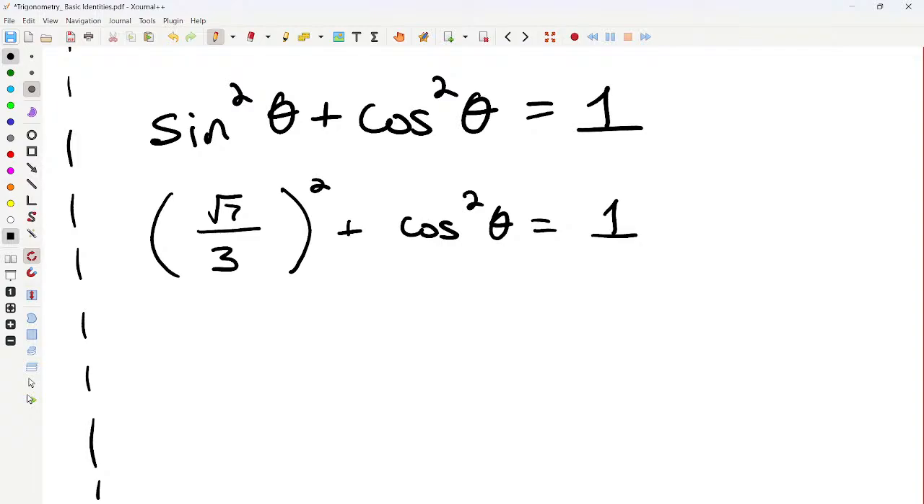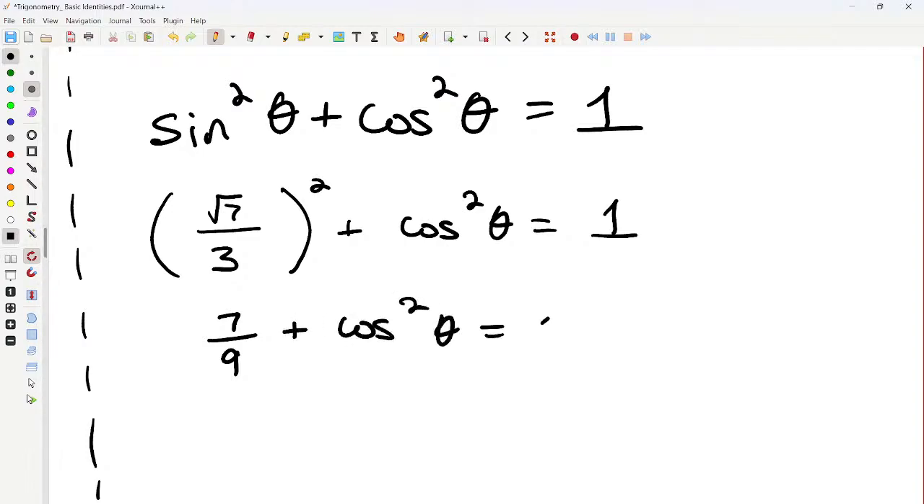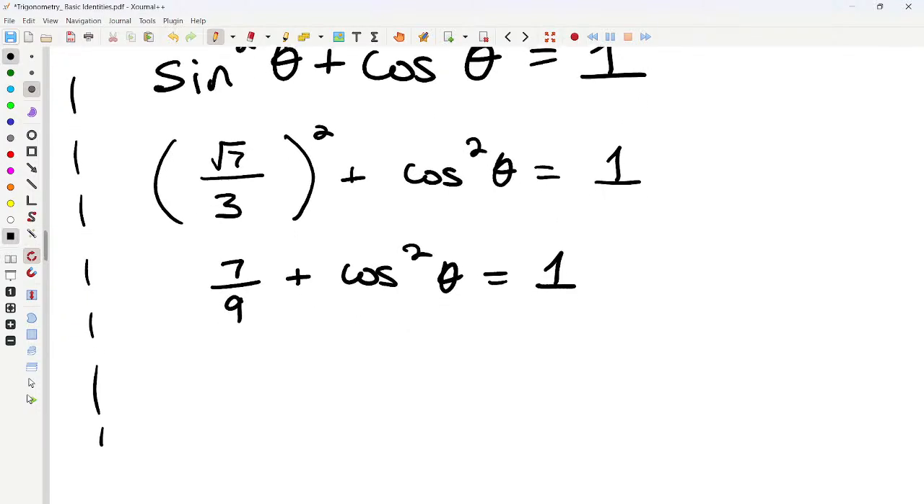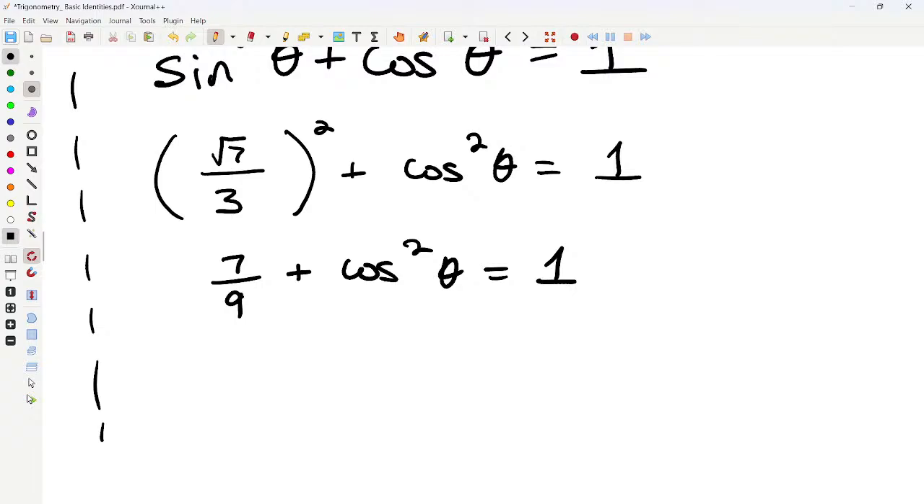Now I could put this in a calculator, but it would take more time. What's root 7 times itself? What's 3 times itself? 7/9. What am I going to do to both sides? Subtract 7/9. I could put this in a calculator.